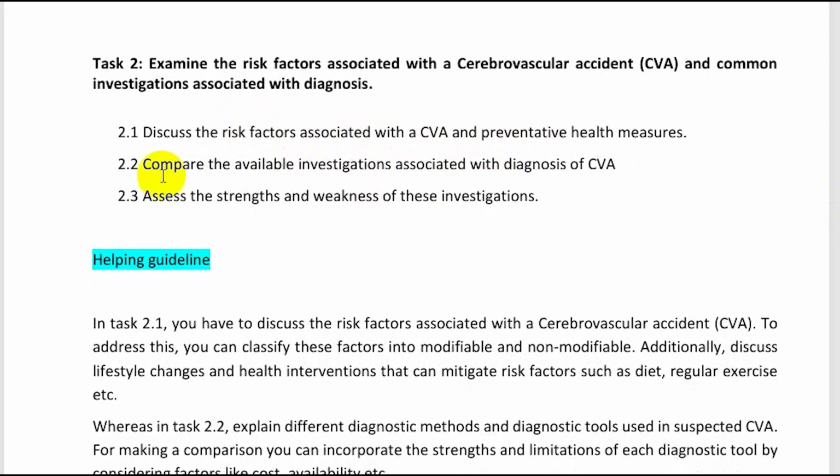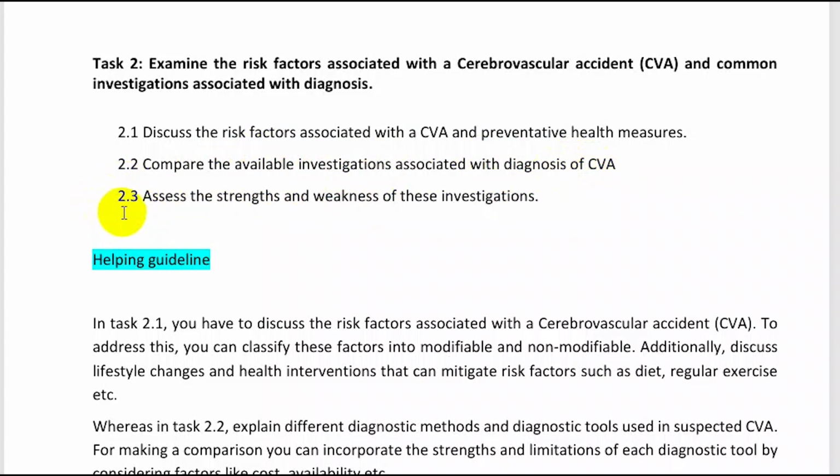So in assessment criteria 2.2, first you need to identify different clinical investigations that can be used by the doctors or the care professionals in order to diagnose stroke within individuals. And then you have to make a comparison between these clinical investigations in order to discuss what these tests are, how these tests can be used, what the results of these tests are, and how these results can be used in order to diagnose whether the individual has CVA or not.